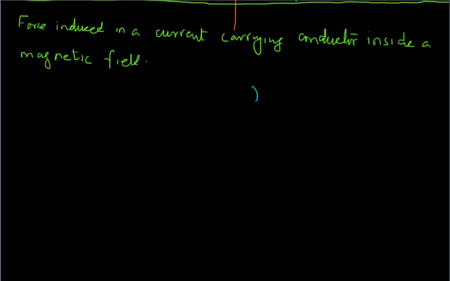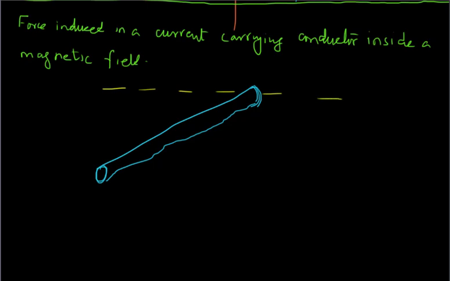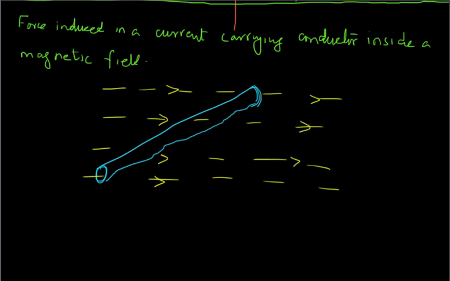So for example, this is a current carrying conductor. This is a piece of wire and it can conduct, and the conductor is placed inside a magnetic field. So I'm drawing the magnetic field over here, and let me suggest the direction of the magnetic field. It's this arrow. So lines are coming from left to the right. This is the magnetic field.